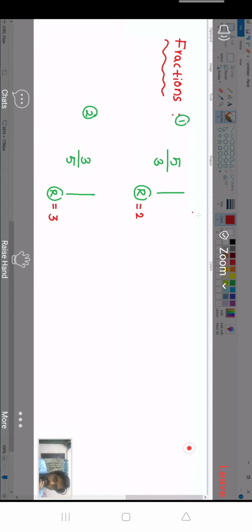So why is it 3? 5 divided by 3 means 5 is a number, it is a base, and you are dividing with 3. 3 ones are 3. What is 5 minus 3? 5 minus 3 is giving a result as 2. We can say remainder is 2.